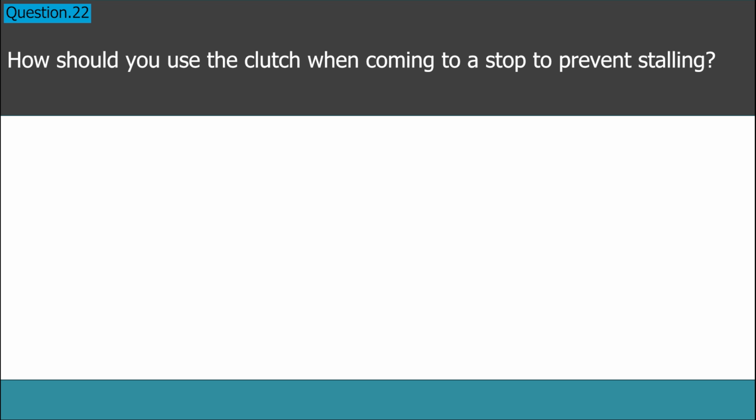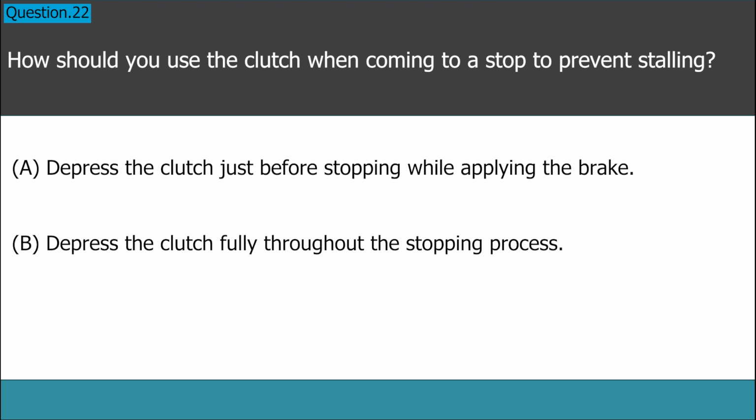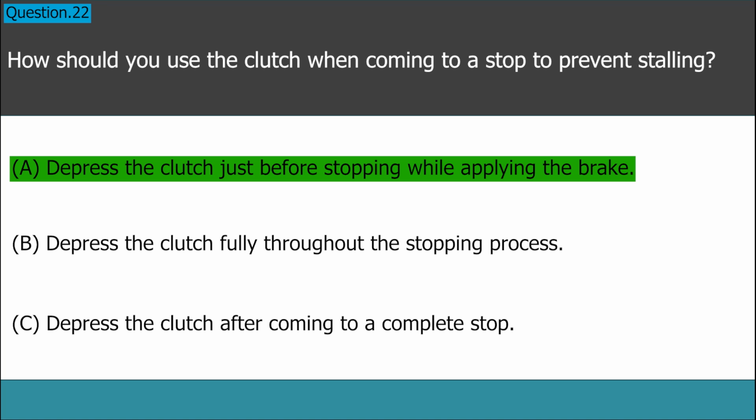How should you use the clutch when coming to a stop to prevent stalling? A. Depress the clutch just before stopping while applying the brake. B. Depress the clutch fully throughout the stopping process. C. Depress the clutch after coming to a complete stop. Answer: A. Depress the clutch just before stopping while applying the brake. This prevents the engine from stalling while ensuring you have control over the vehicle.